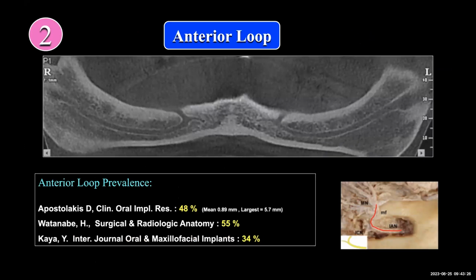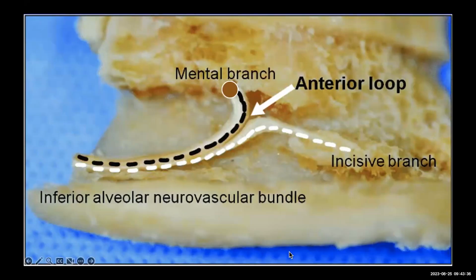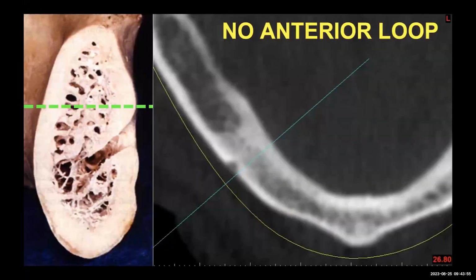Our second anatomic variant is called an anterior loop. What is an anterior loop? If we look at studies, about 50% of the patients have anterior loops. Well, what actually is an anterior loop? As I said, this is the mental branch. As it comes forward, instead of going out of the mental foramen, it actually comes forward, and that part of it is called an anterior loop. So it comes forward of the mental foramen, usually seen in type 3 nerves.